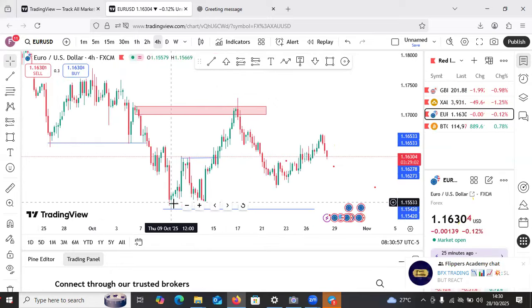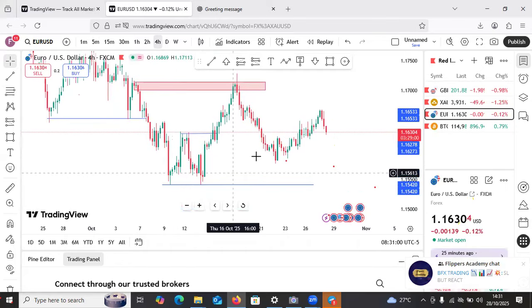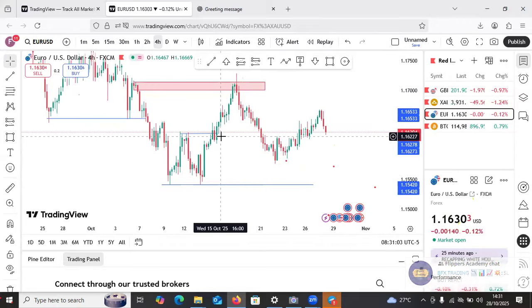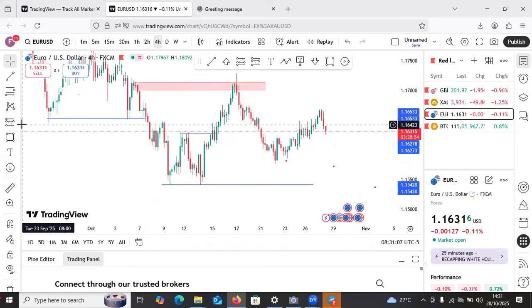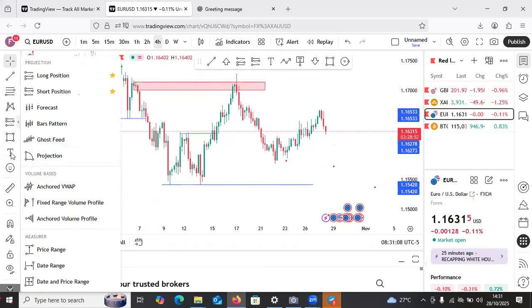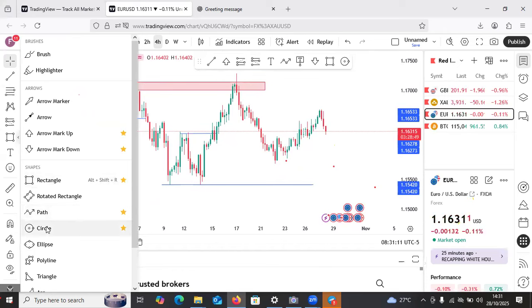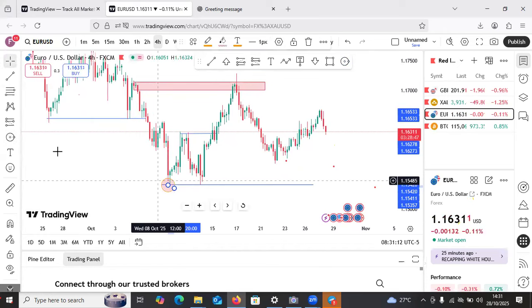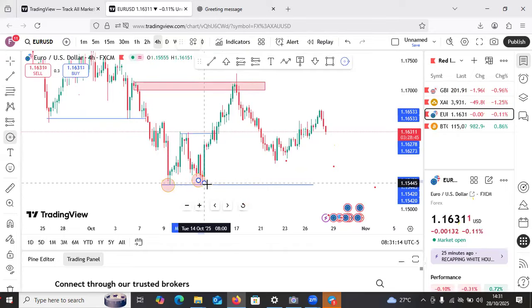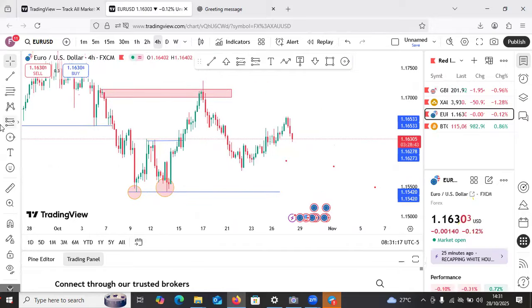Now, why did the market give us an equal low here? For me to buy EU, I won't have confidence because of this equal low the market gave me here. I prefer to sell EU than to buy EU. Why? Because of this equal low that is here.